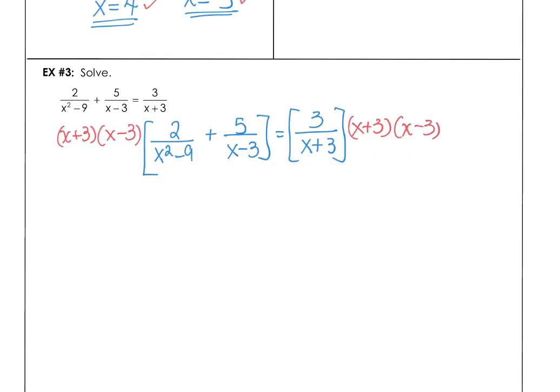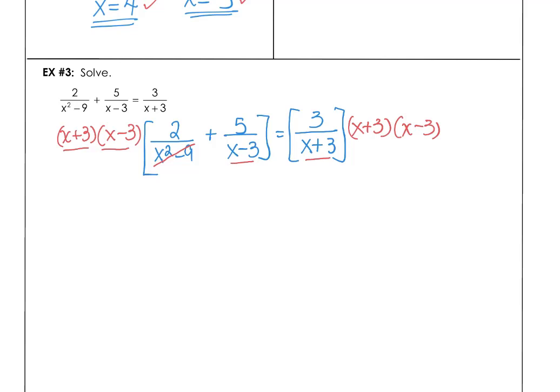In example 3, we got a little more going on. You can see that x squared minus 9 is the difference of two squares, and that's these two factors that we'll use as our least common denominator. The other two factors are showing up in the other two fractions.